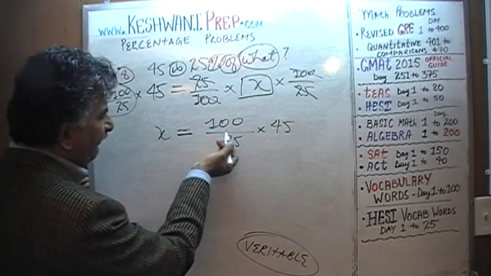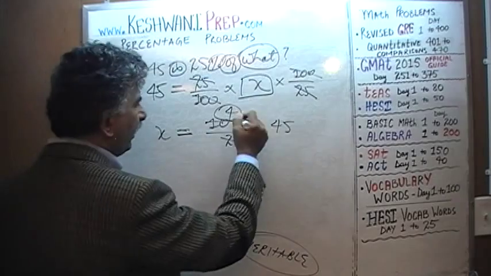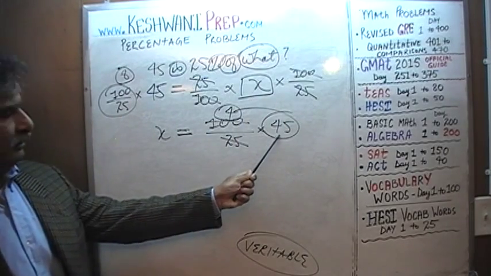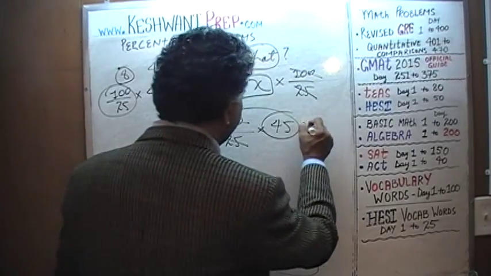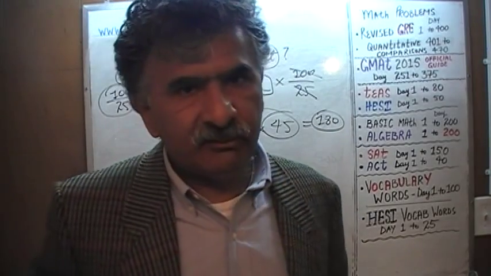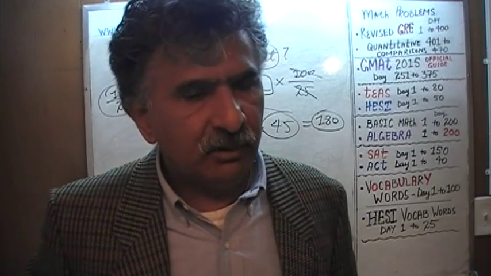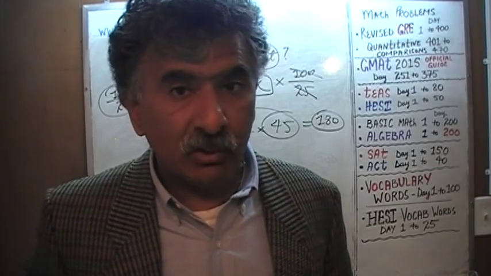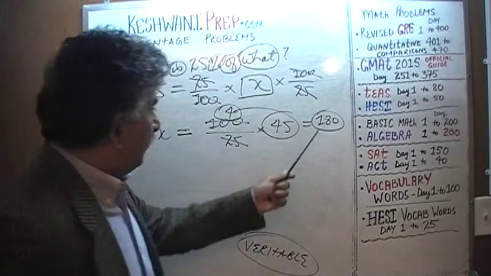100 divided by 25. Let's divide top and bottom by 25. 100 has four 25s, so it's 4 times 45. The answer is 4 times 45. I know 2 times 45 is 90. If you double 45, it's 90, and if you double 90, it's 180. If you have to multiply something by 4, just double the amount and then double the result one more time. So if you double 45 you get 90, and then double it again, you get 180. If you have to figure out a quarter of something, just cut it in half and then cut it in half again. So the answer is 180.